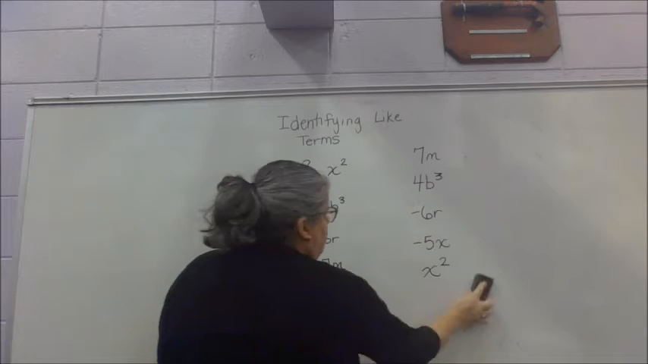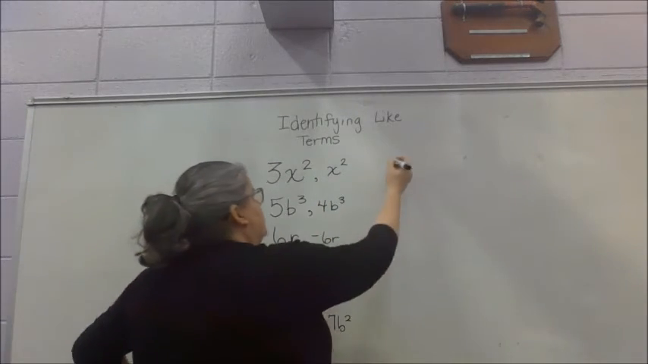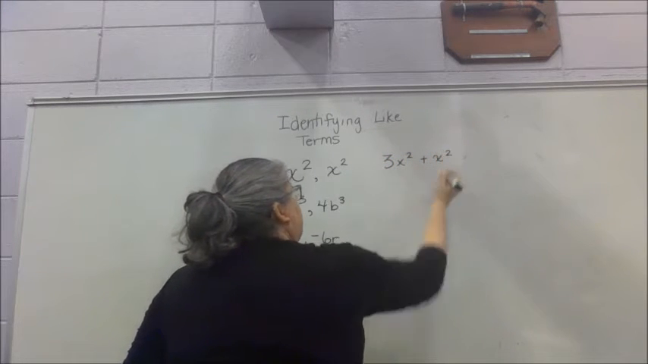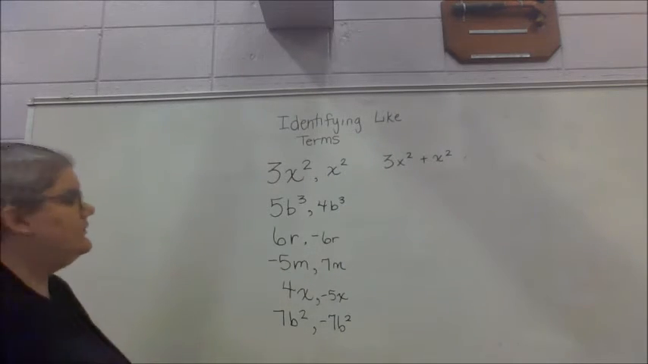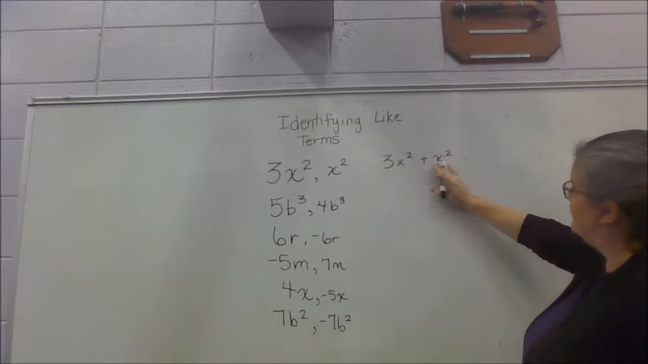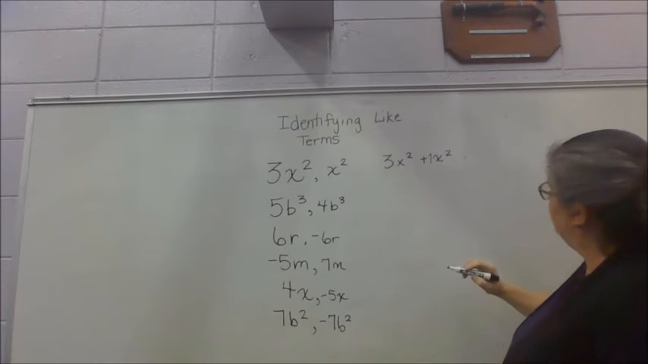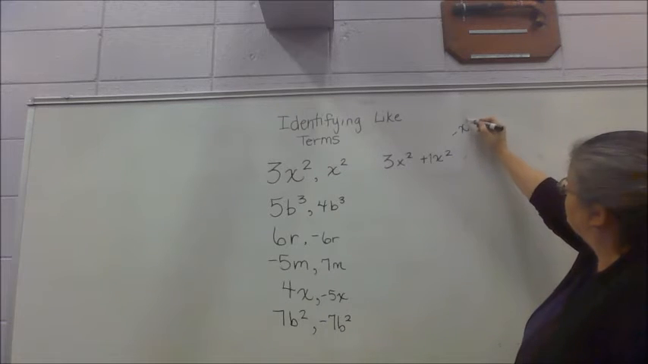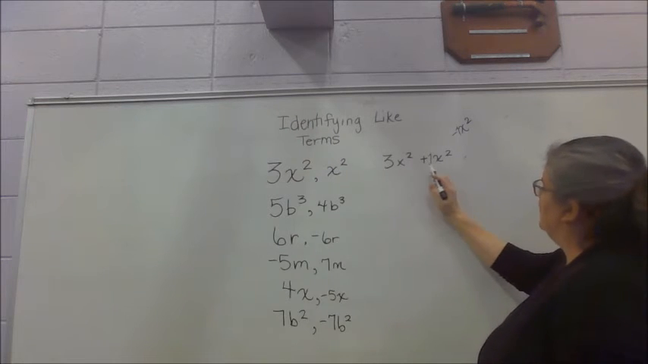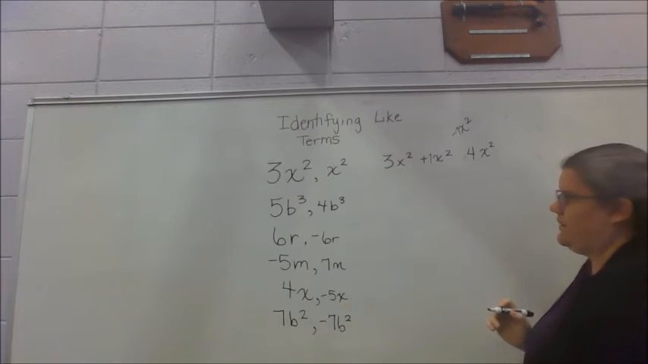So I'm going to go ahead and erase this column so that we can come over here and combine these like terms. So here I have 3x squared plus x squared. I want to combine those. First, you have to understand that every little variable has a coefficient, even if it's just chilling there and looks like it doesn't. This has a coefficient of 1. If it were negative x squared, it would have a coefficient of negative 1. So 3 plus 1 is 4x, and it stays to the second power.